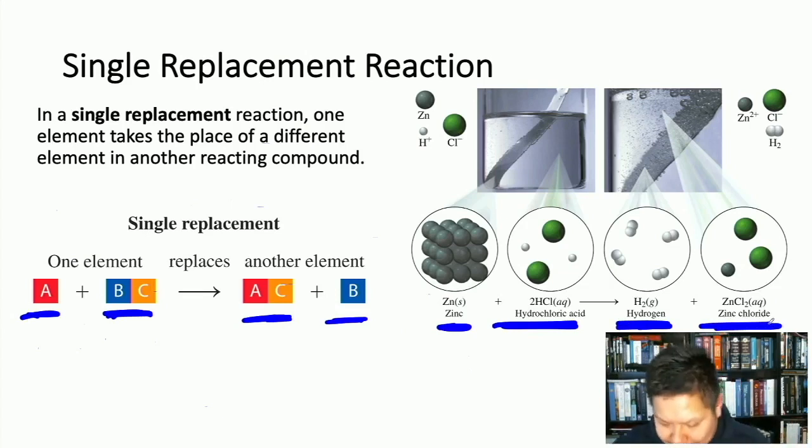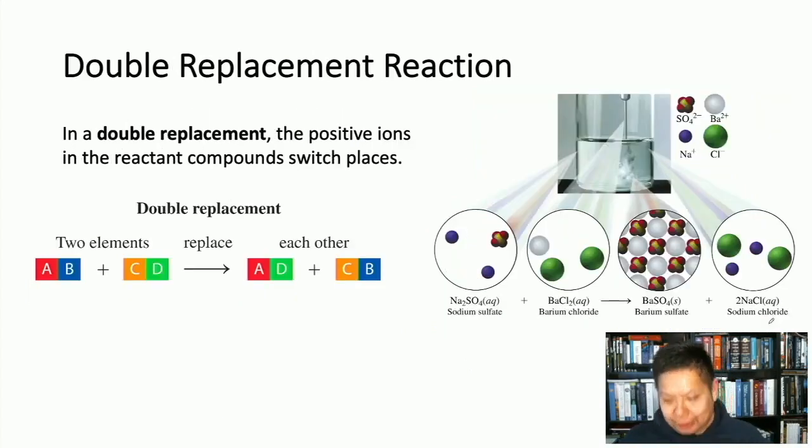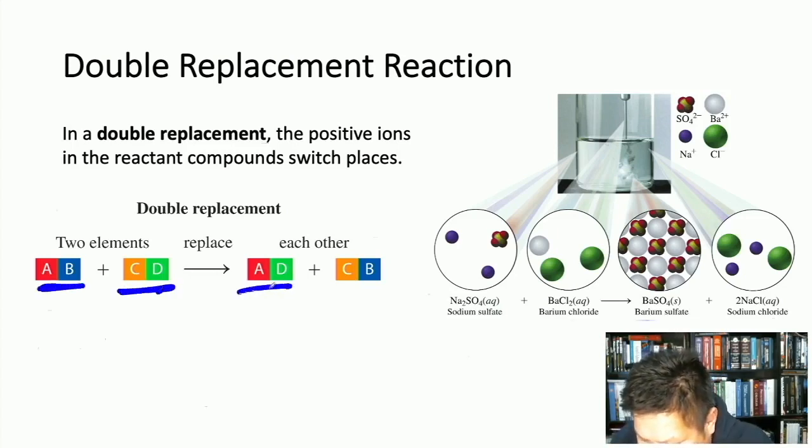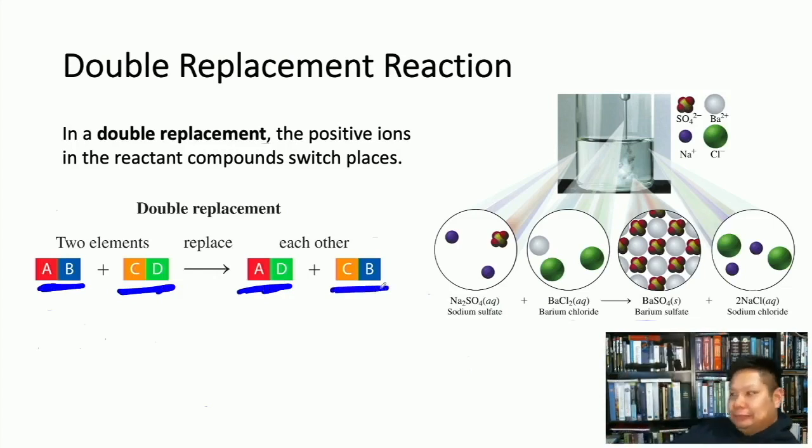It's a double replacement reaction, where you have two reactant compounds, and they replace each other. Both get replaced, where AB reacts with CD to make AD and CB. Double replacement, because both constituents get replaced.